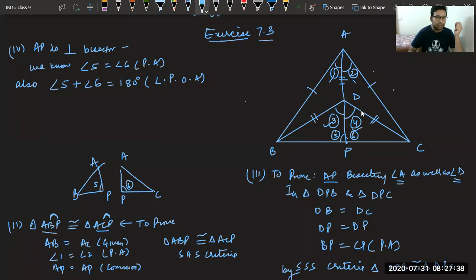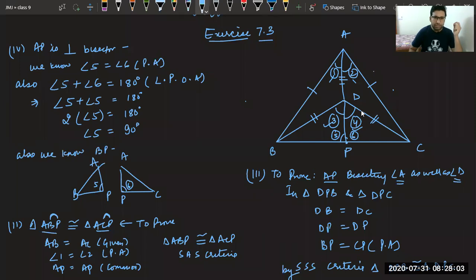Now, you can easily replace one angle with the other. It becomes angle 5 plus angle 5 is equal to 180 degree, or twice angle 5 is equal to 180 degree. And finally, you can say angle 5 is equal to 90 degree. So we have proved these angles as right angles. Also we know that BP is equal to PC. It was proved above. So we can say using this and this that AP is perpendicular bisector. I hope you are getting this.